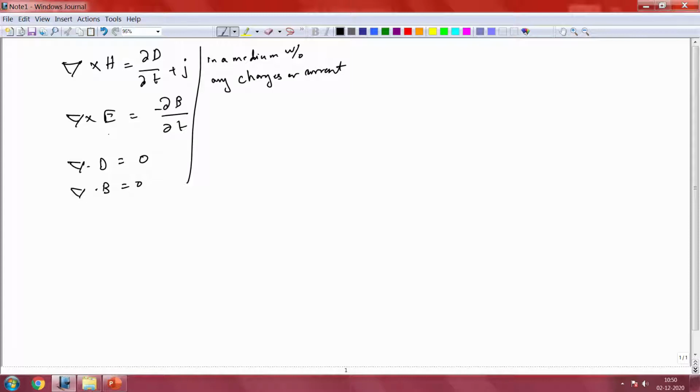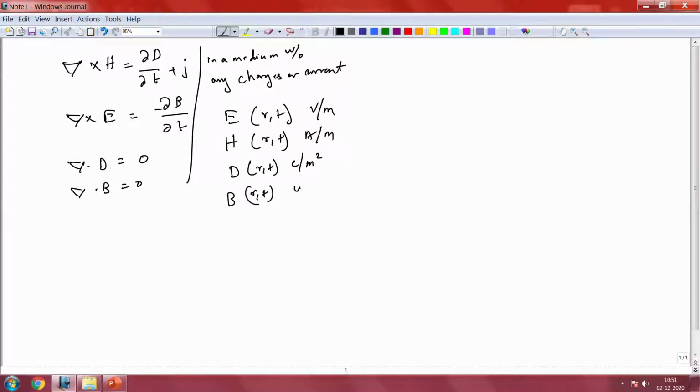E is the electric field, which is represented in units of volt per meter, and H, again as a function of position and time, is in amp per meter. D is the displacement current density, which is coulomb per meter square. B is similarly represented by Weber per meter square. All right. So, this is how he proposed this whole coupled equation.